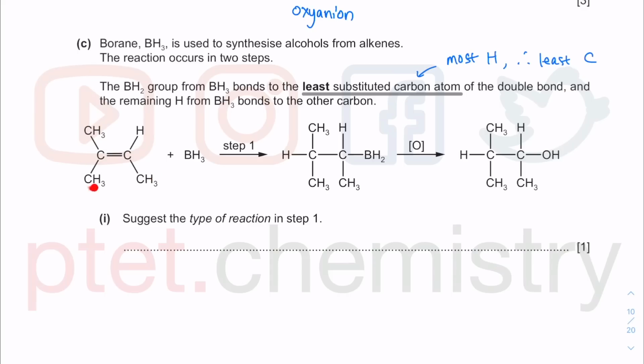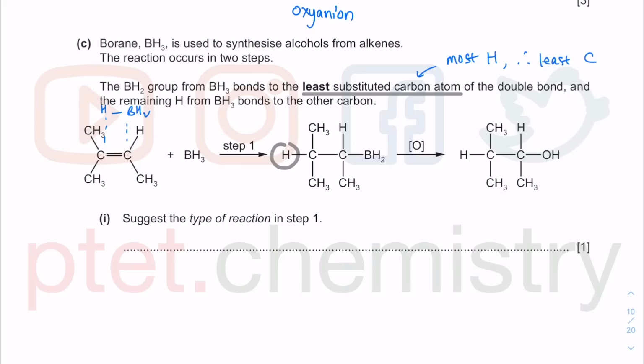This one hasn't got any hydrogen. It is the more substituted one. So that means the BH2 will go here and then the H will go there. That's what they're saying, right? The hydrogen will go here. You see, the hydrogen goes onto the more substituted carbon because the BH2 adds to the least substituted carbon, which is the one with more hydrogen and less carbon.